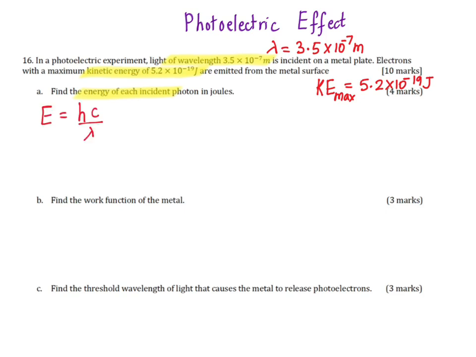So the formula for energy is hc over lambda. We have got h and c, which are constants, and lambda is given in the problem itself. We got the answer and put the unit as joules.